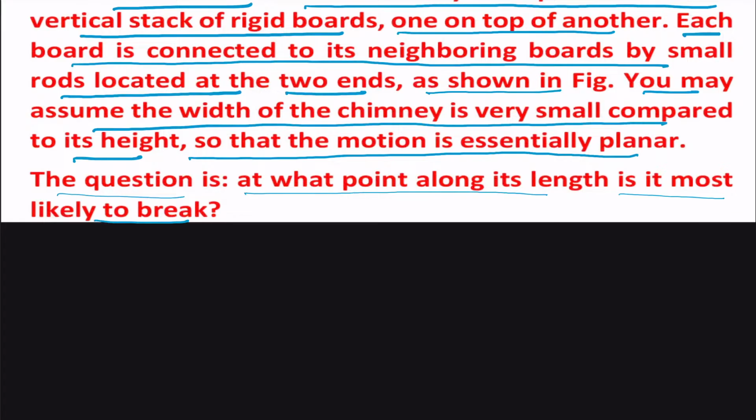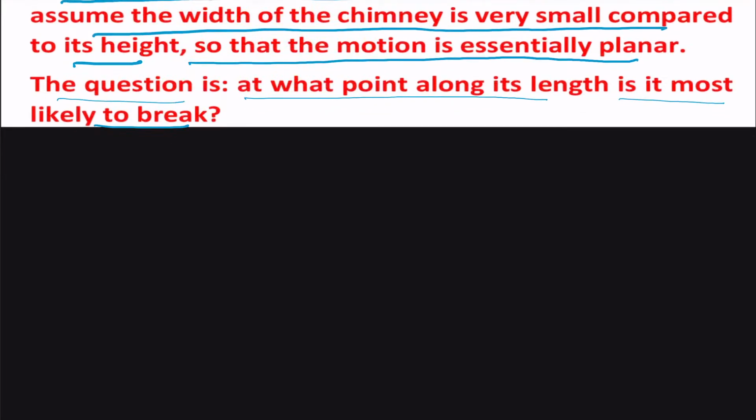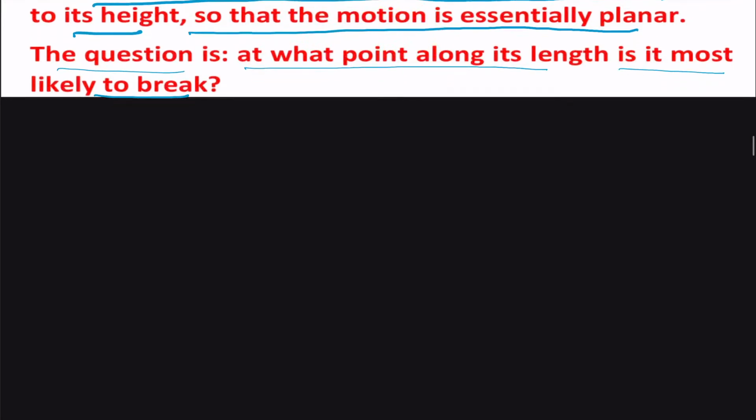So this is the basic question, and here it is given that the width of the chimney is very small as compared to its height. So ideally we can consider that the chimney is nothing but a single rod. Okay, but we start with the basic figure that is given to us in the format of a chimney.